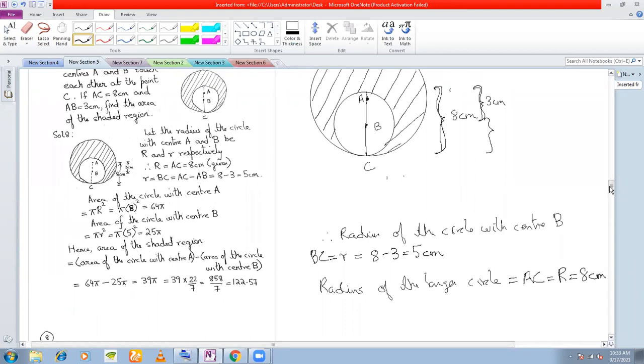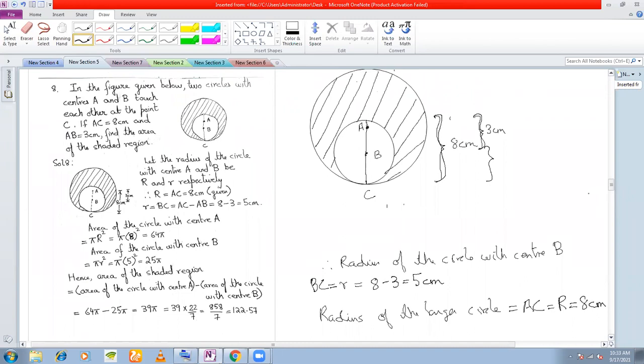Sir, I have not understood how you have done the radius of the circle with center B. Okay, radius of the smaller circle: this length is AC, right? This is how much? 8 centimeters. And this length is given to be how much? 3 centimeters, right? So what is this radius here? 8 minus 3, 5 centimeters, right? Now you understood? Yes, sir.